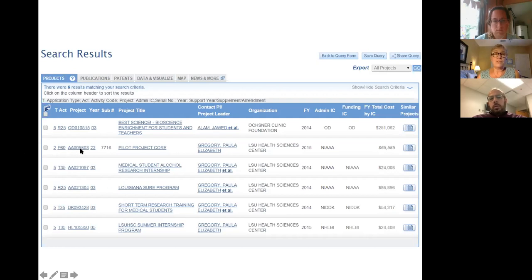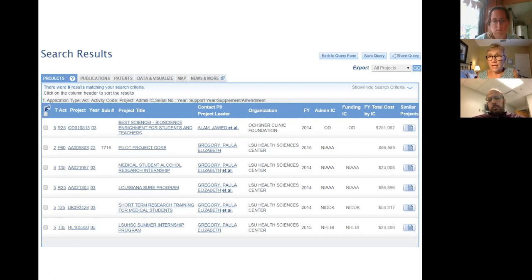This is a NIAAA. So the real secret number, all of the institutes have a two-letter code for them, which you don't have to memorize. It just helps when you're looking, if you look at a lot of different grants, to know that NIDDK is DK and NHLBI is HL. This is the funding mechanism. There are a variety of mechanisms.